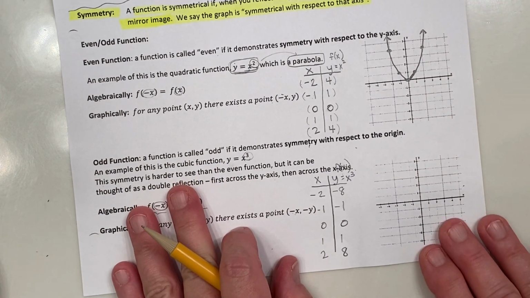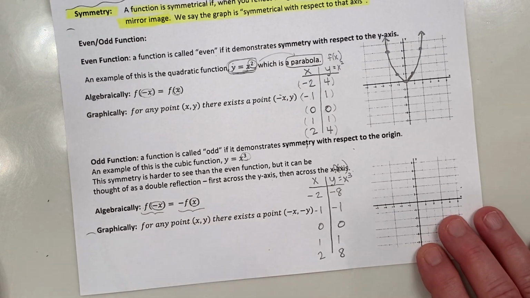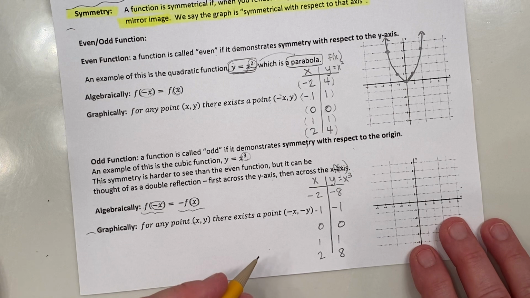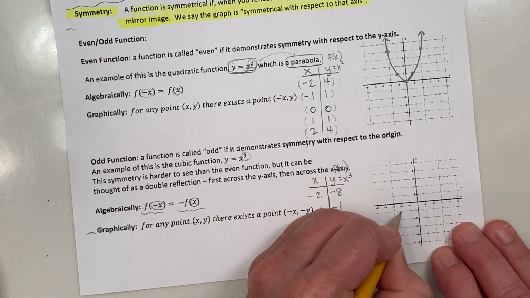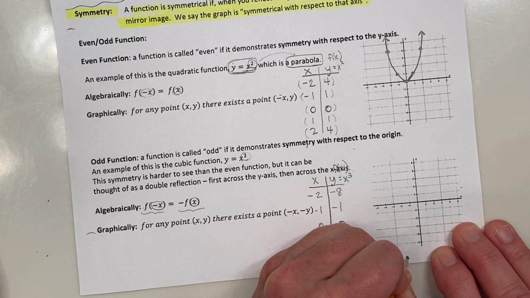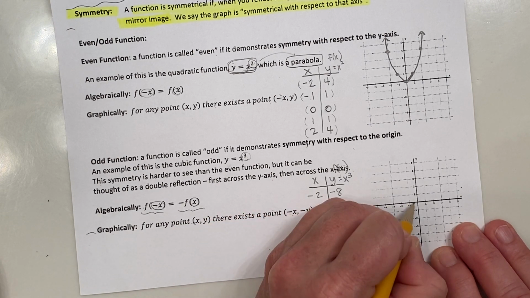All right, let's see when we plot these points and connect them that we can visualize the origin symmetry. -2. Okay, -8's off my grid, but I'll just estimate it's down here. -1, -1.